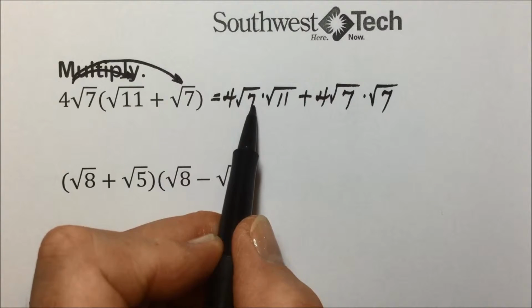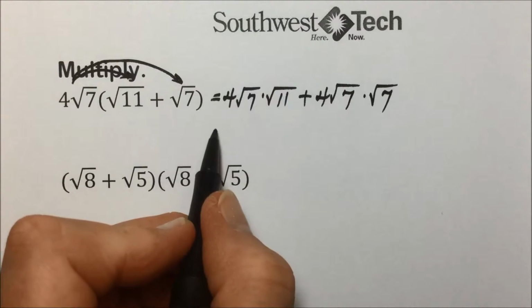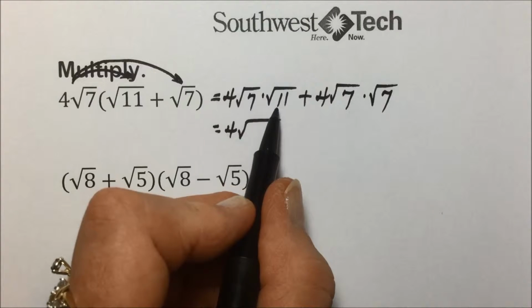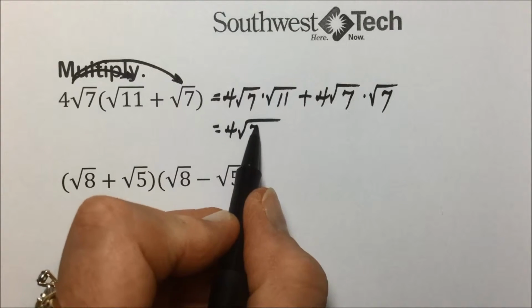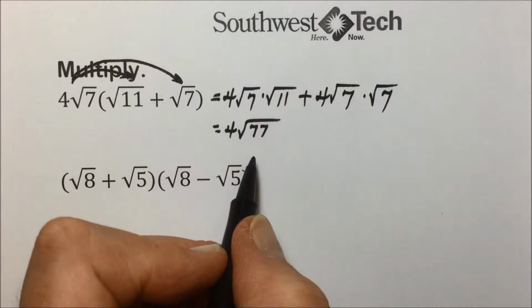7 and 11 are both prime numbers. We don't have anything to the second power, each is to the first, so we can simplify that by just multiplying the radicands together underneath one radical and calling it 4 times the square root of 77.